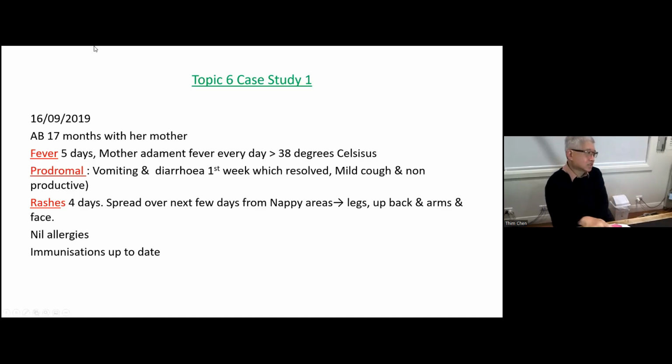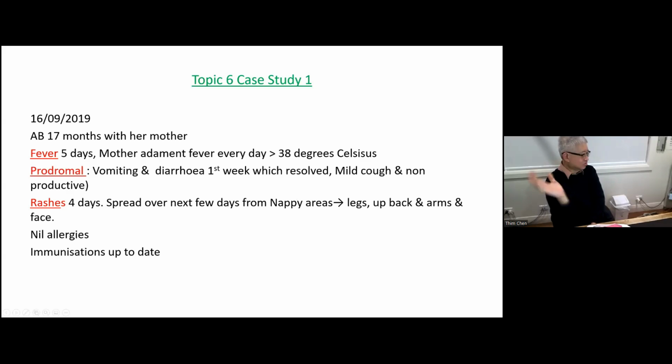So there are a lot of S's there. Okay, so we go to this case study, which is an actual case that was seen. This child, her name is AB, was 17 months. She came with her mother on the 16th of September 2019. Mom said the fever was 5 days. Oh, 5 days, has to be looking for Kawasaki.